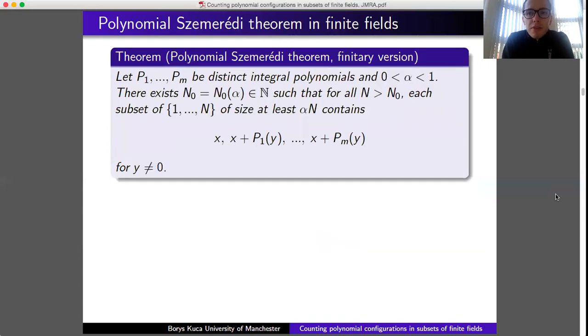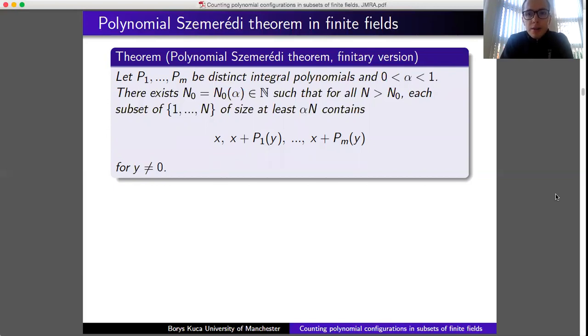What I have stated on the previous slide was the so-called infinite version of the polynomial Szemerédi theorem. That means that it concerns infinite subsets of natural numbers. I will need, however, the finite version here, which, as the name implies, concerns finite subsets of natural numbers. So again, let p1 through pm be distinct integral polynomials. Then for every alpha between 0 and 1, there exists some threshold n0, depending on alpha and the polynomials, such that for all natural numbers n greater than n0, each subset of 1 through n of size at least alpha n contains a non-trivial polynomial progression of this form.